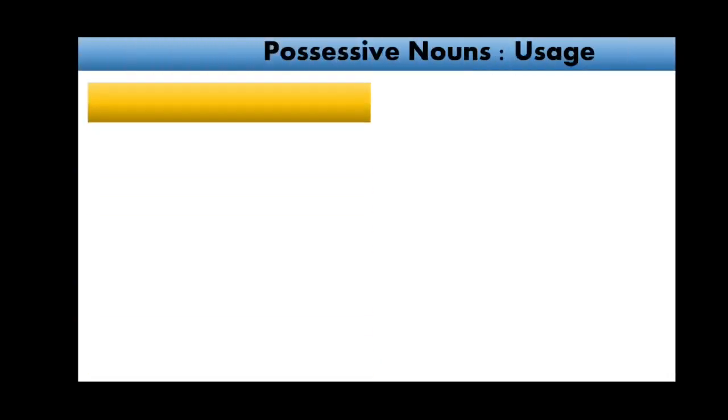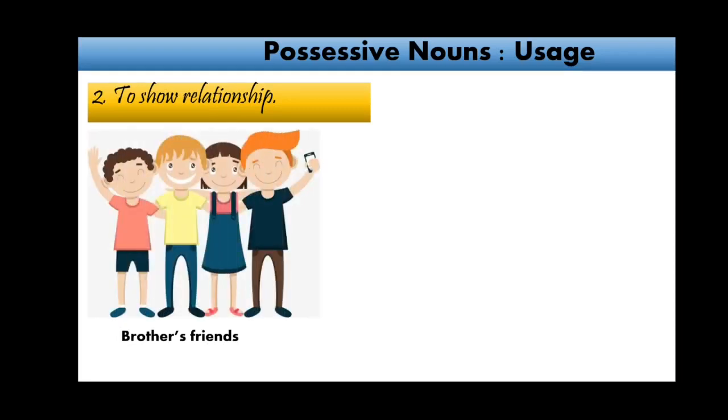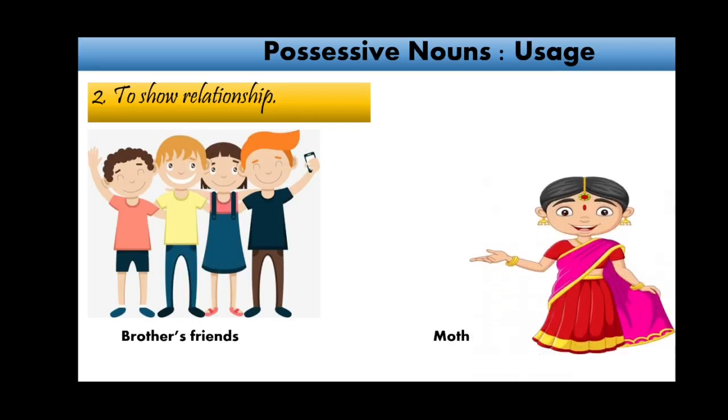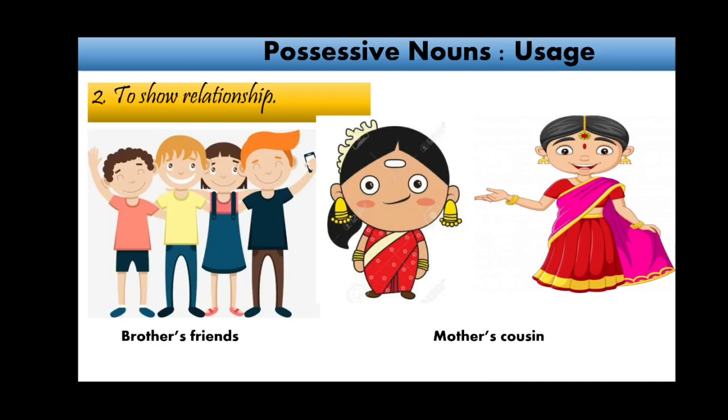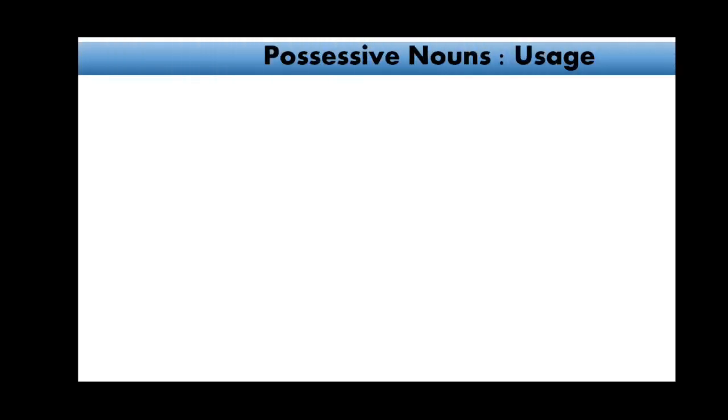Let's see the second one. For the second point, when we want to show relationship, like brothers, friends, there we can use possessive noun. Or if we are mentioning some other relationship like mother's cousin, there also we can use possessive noun. Are you clear? Let's go to the next slide.